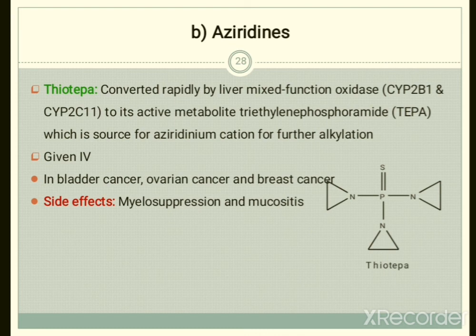So thiotepa is given IV. In bladder cancer, ovarian cancer, and breast cancer, this aziridinium ion has been utilized. The side effects of these aziridinium derivatives, meaning thiotepa, are myelosuppression and mucositis. You can see the thiotepa structure, and the aziridine ring will be there, as you can see. So that is the basic structure of thiotepa.